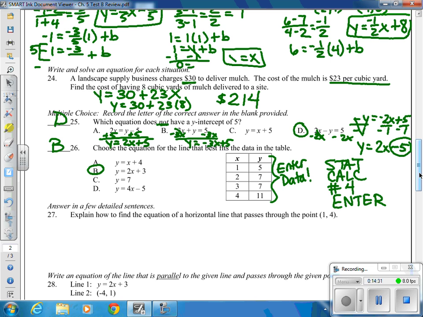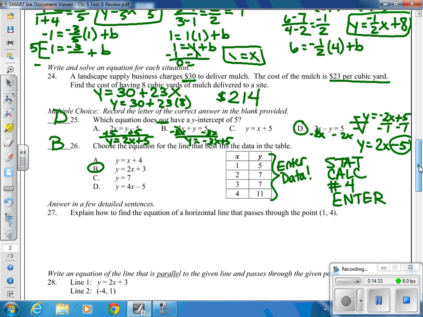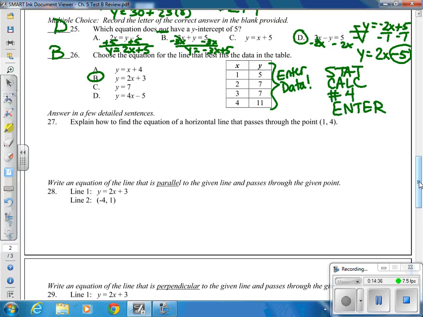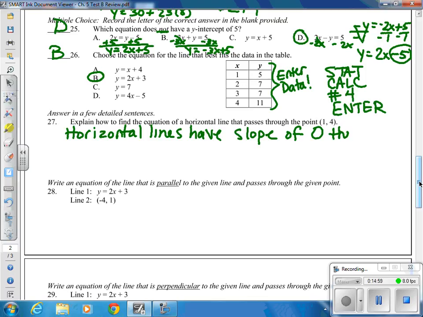For number 27, it asks you to explain how to find the equation for a horizontal line if it passes through the point (1, 4). Well, the first thing you need to be able to tell me is that horizontal lines have a slope of 0. Then from that, because it has a slope of 0, so they only have a y-intercept.